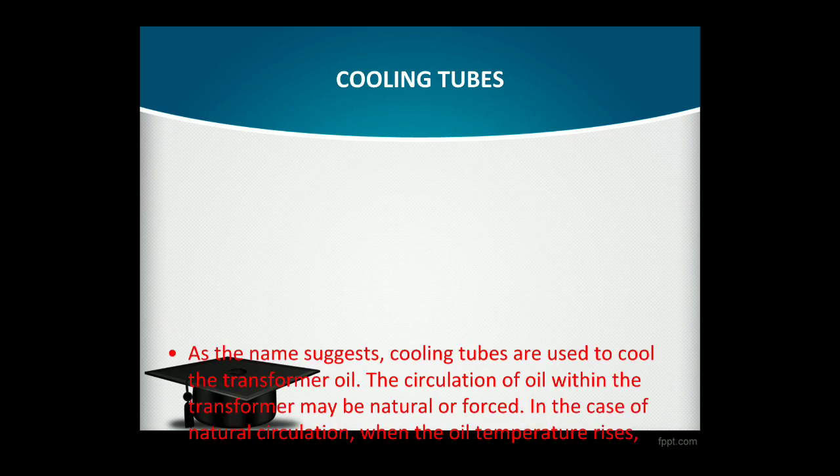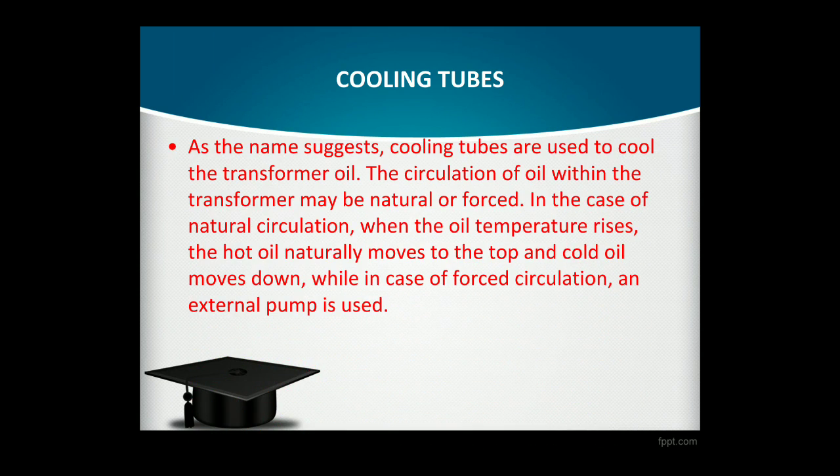Now the cooling tubes. As the name suggests, cooling tubes are used to cool the transformer oil. The circulation of oil within the transformer may be natural or forced. In case of natural circulation, when the oil temperature rises, the hot oil naturally moves to the top and the cold oil moves down, due to the difference of volume, since the volume of hot oil is less than the volume of the cool oil. While in case of forced circulation, an external pump is used to flow the oil through the cooling tubes.